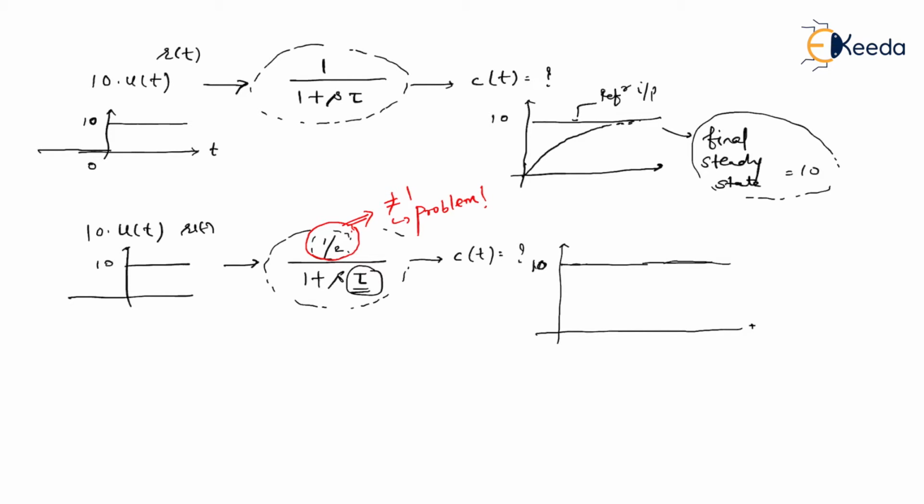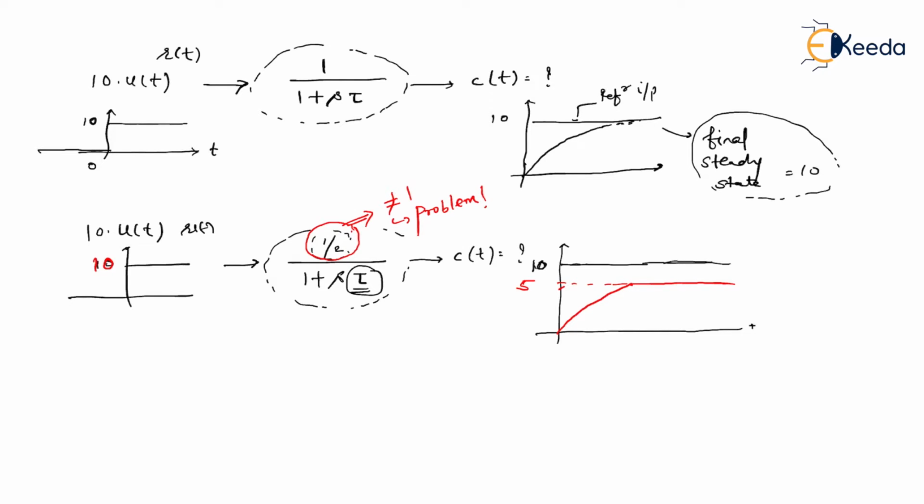The problem is that even though the reference input is equal to 10, the steady state value will not be 10, but half of 10. I repeat, since the numerator is not equal to 1, even though the reference input is 10, the steady state output will not reach 10, but only half of it. I hope you got my point. So for this system, the steady state value will be a half of 10, so it will only reach 5 and not 10.